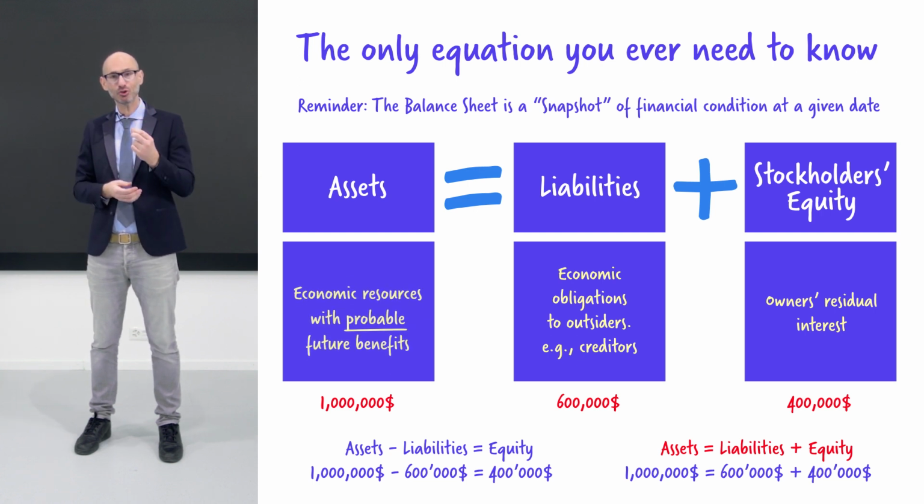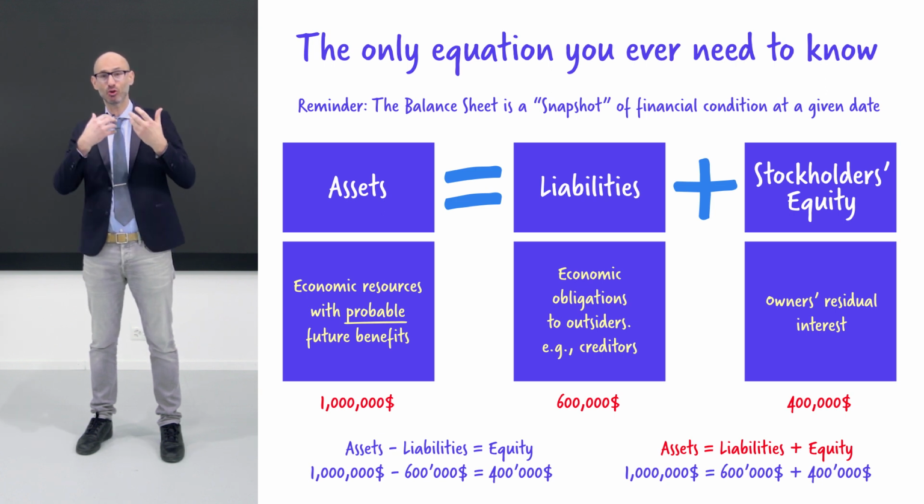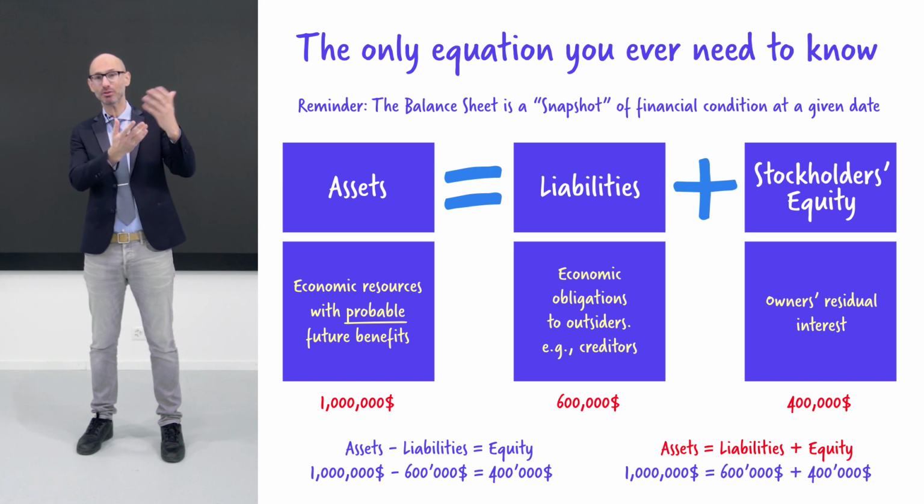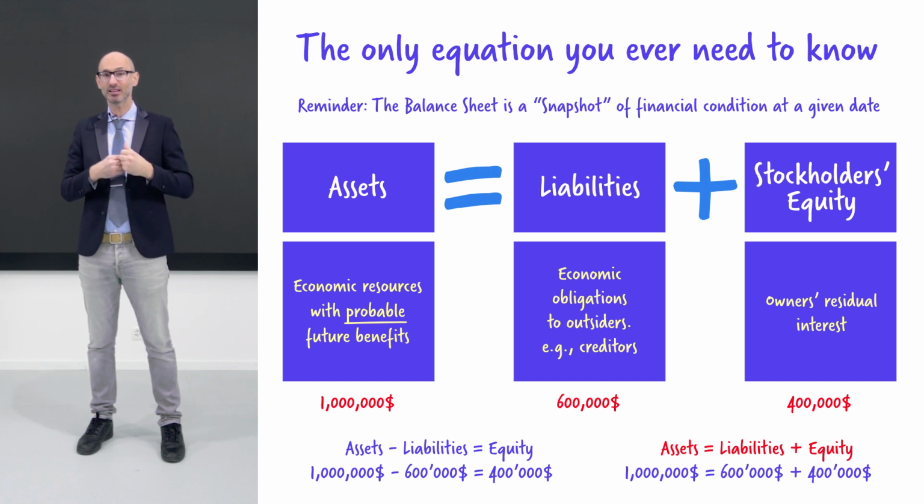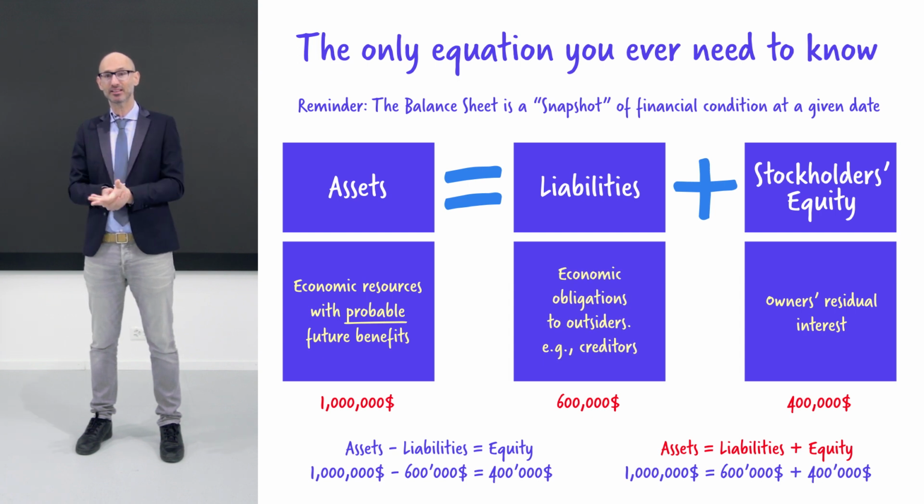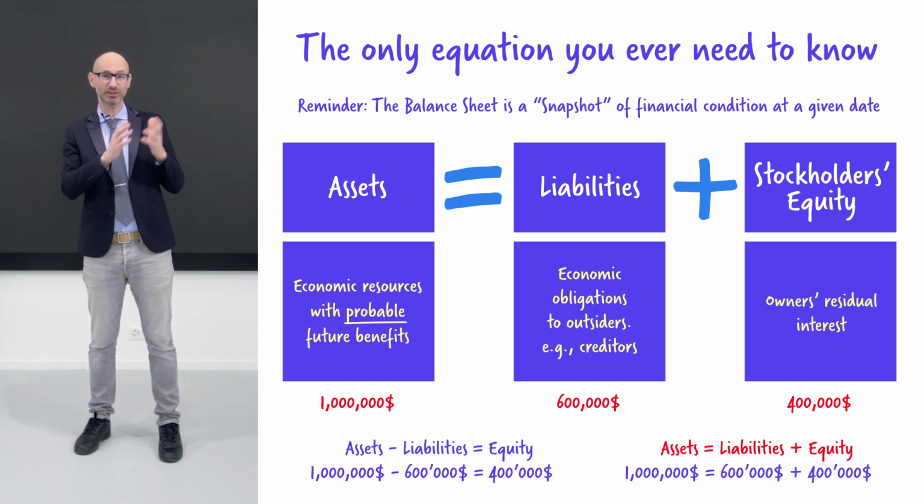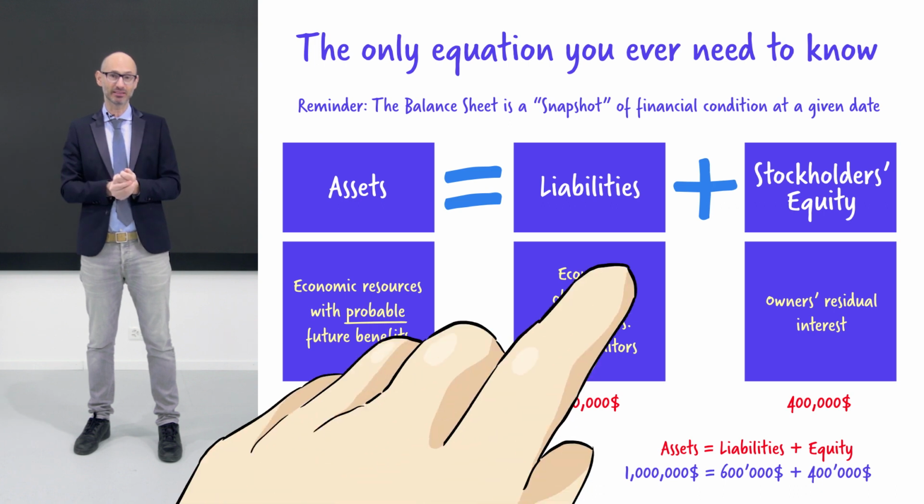Assets are economic resources with probable future benefits. Think of a machine or a factory. These are resources we control and that give us future benefits. Liabilities are economic obligations to outsiders, like bankers and creditors. Equity, on the other hand, is the owner's residual interest. It is the difference between assets and liabilities.